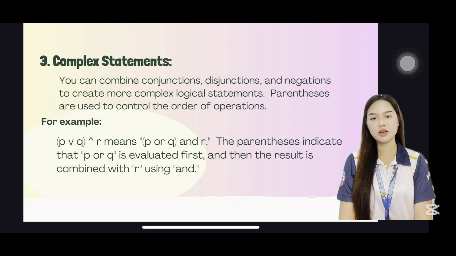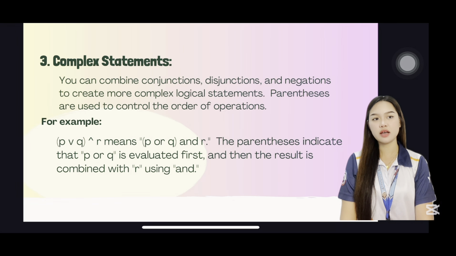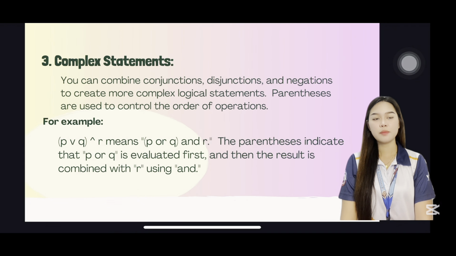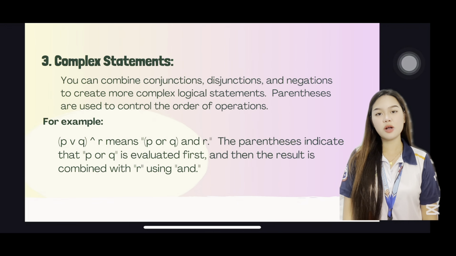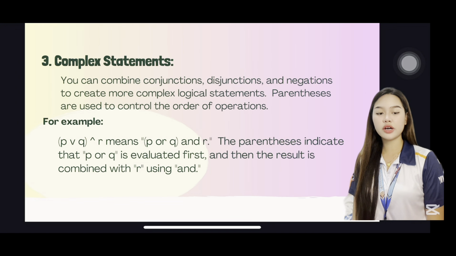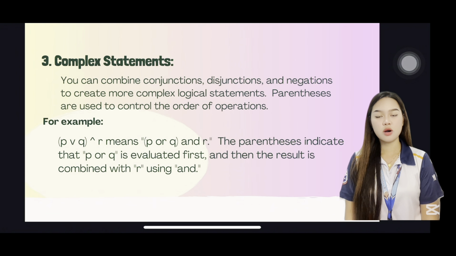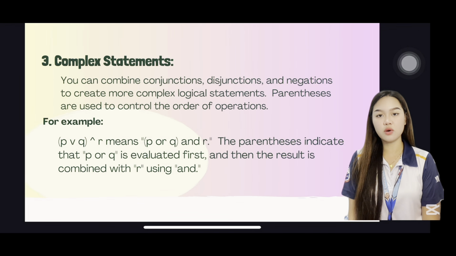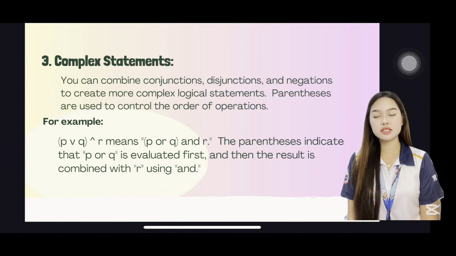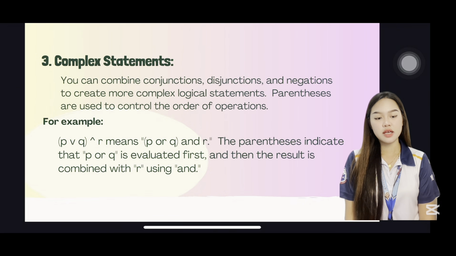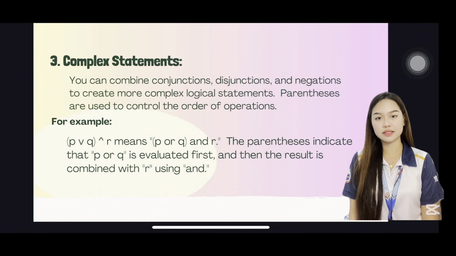Complex statements. You can combine conjunctions, disjunctions, and negations to create more complex statements. Parentheses are used to control the order of operations. Complex statements in logic are like sentences made up of smaller, simpler statements. We combine and, conjunction, or, disjunction, and not, negation, to build them. Parentheses are super important because they tell us what to solve first. It's like the order of operations in math.